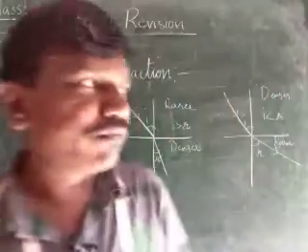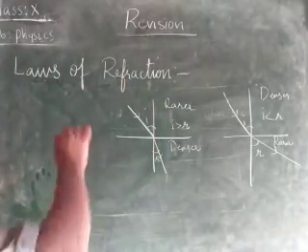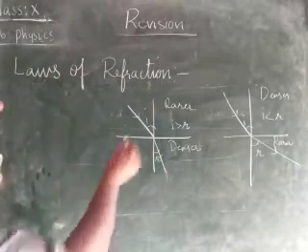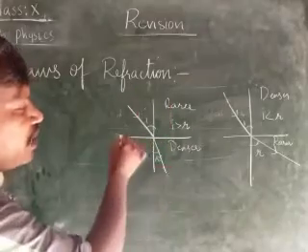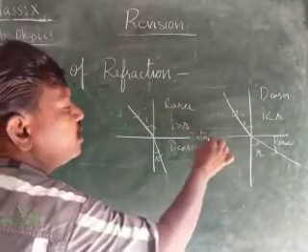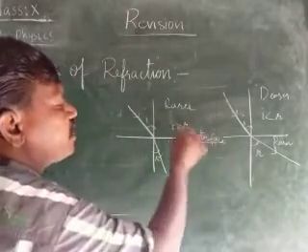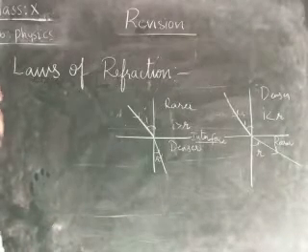And here we have the laws of refraction. Here it is the incident ray, this is the normal, this is the refracted ray, and this line we call the interface. This line is called the interface. It is a surface where the two media meet together.